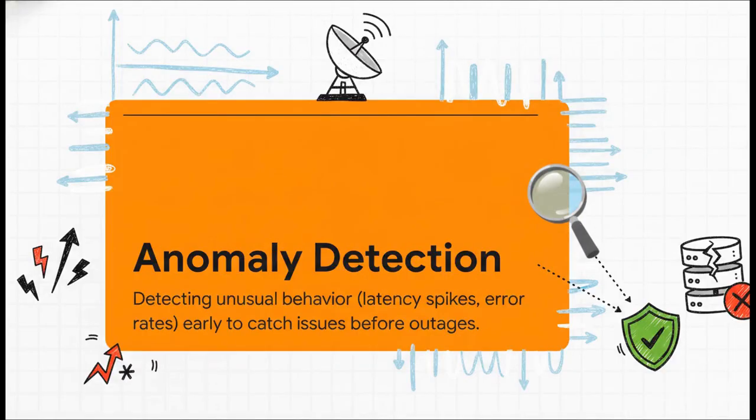Okay, but wouldn't it be better to catch problems before a service completely dies? Of course, and that's exactly what anomaly detection is for. This is your early warning system. It's constantly watching key metrics, like how long responses are taking, and if it sees something weird, like a sudden spike, it can alert engineers before it spirals into a real outage.